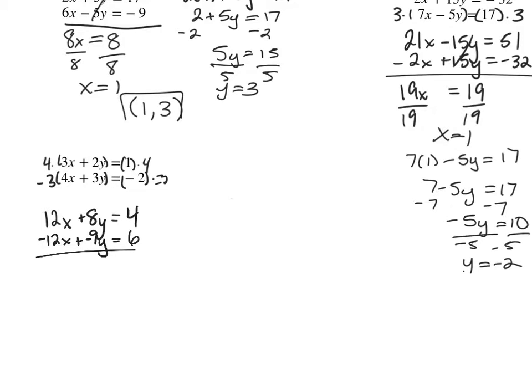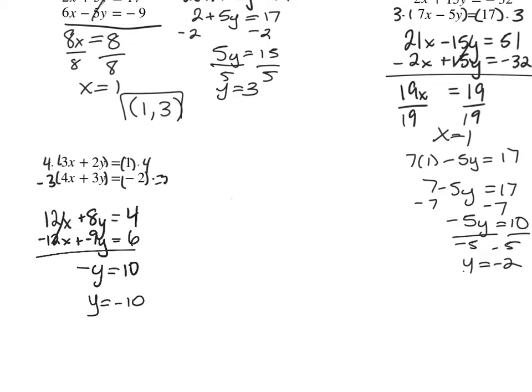So now I can add these together, right? 12x and negative 12x reduce to 0. 8 minus 9 is negative 1, so say negative y. 6 plus 4 is 10. So if negative y equals 10, what does y equal? Negative 10. So now we got y, right?